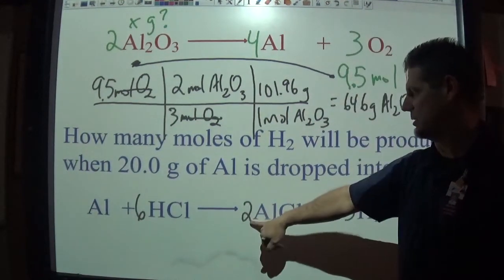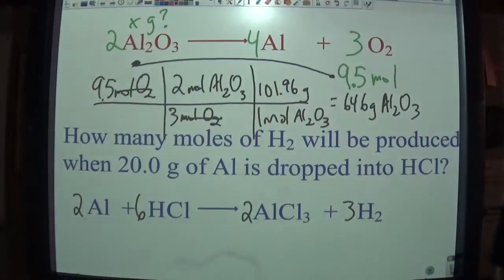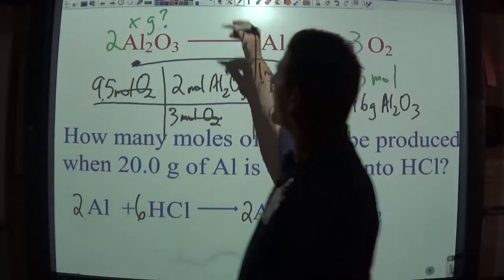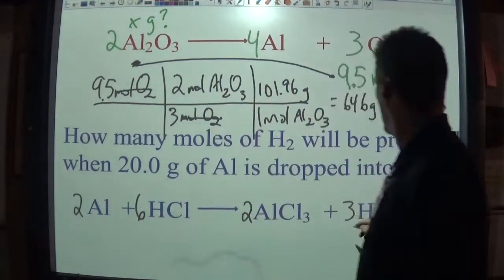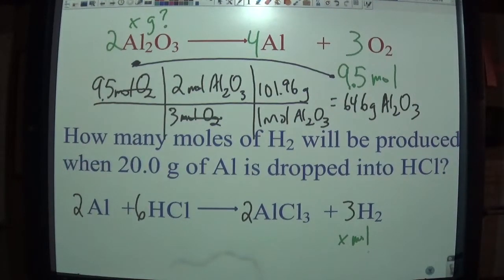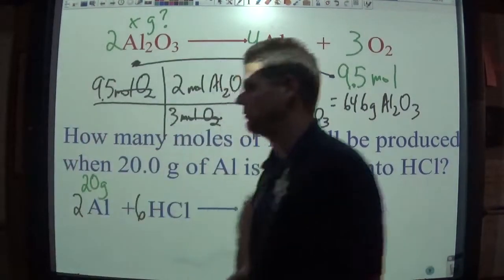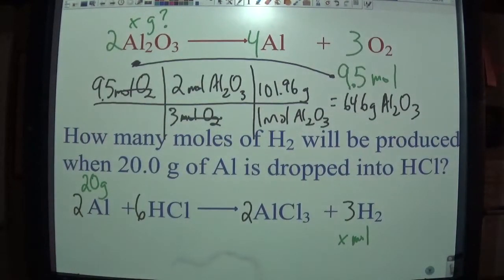Those 3 times that 2. I got 2 aluminums, I need a 2 there. There's my balanced equation. But now I want to know how many moles of hydrogen will be made. So we're looking here. I want to know how many moles of that stuff can be made from 20 grams of aluminum. So I'm going to label that above what I know. 20 grams of aluminum will go there.